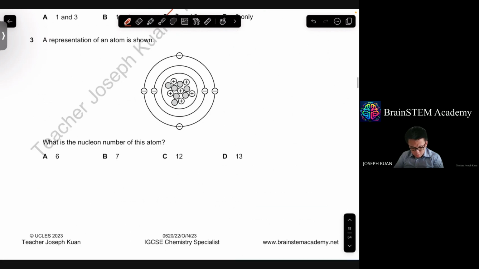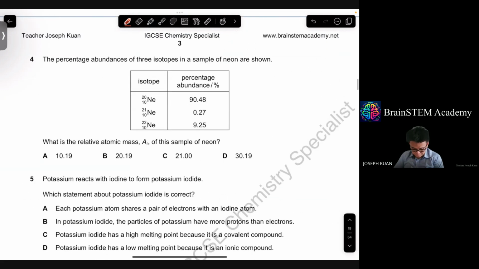Okay, next, what is the nucleon number of this atom? So nucleon refers to the nucleus. So we just need to see how many particles are there. So there's 1, 2, 3, 4, 5, 6, 7, 8, 9, 10, 11, 12, 13. There's 13 particles in the nucleus. So D is the answer. Move on.